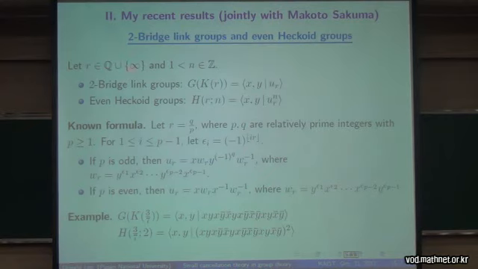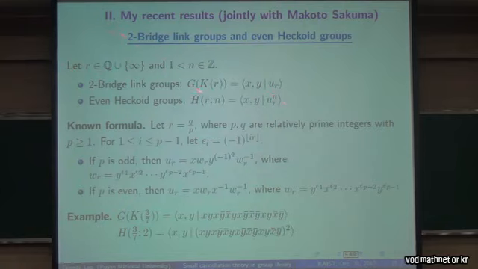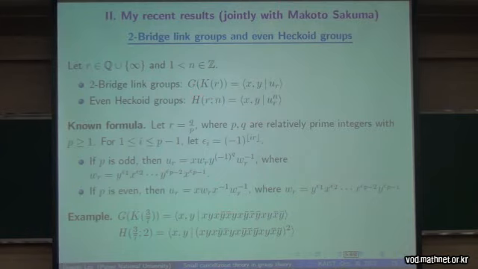If R equals infinity, then U sub R is the empty word, which means that the corresponding two-bridge link group is a free group of rank 2. Otherwise, R is a rational number. So we may express R as Q over P, where P and Q are relatively prime integers with Q positive and P positive. Then if P is odd, we use this formula to get U sub R. And if P is even, we use this formula to get U sub R.